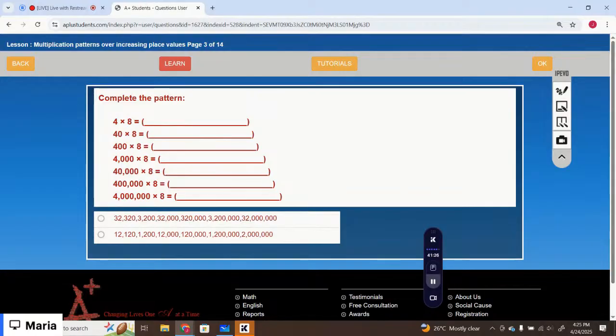Complete the pattern. Which is the correct option? Option number 1 is the correct option. That is 32, 320, 3,200, 32,000, and 320,000. Option number 1 is the correct option.